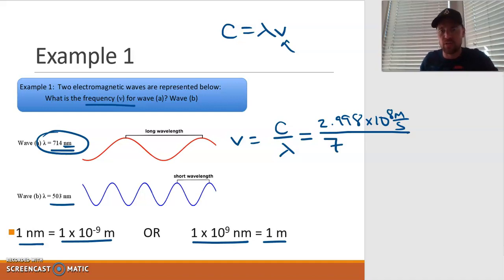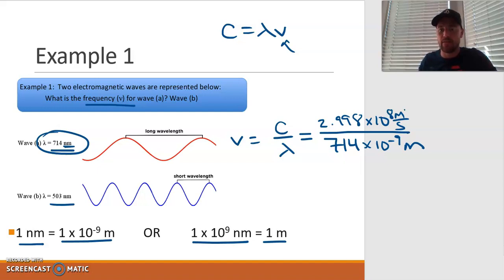So 714 nanometers. Remember, what does nano stand for? Simply replace nano with what nano stands for, which is times 10 to the negative 9th. And that's it. Notice I did not change the number. I still plug in 714. But then just simply add on times 10 to the negative 9th. And that actually will convert it to meters for me.